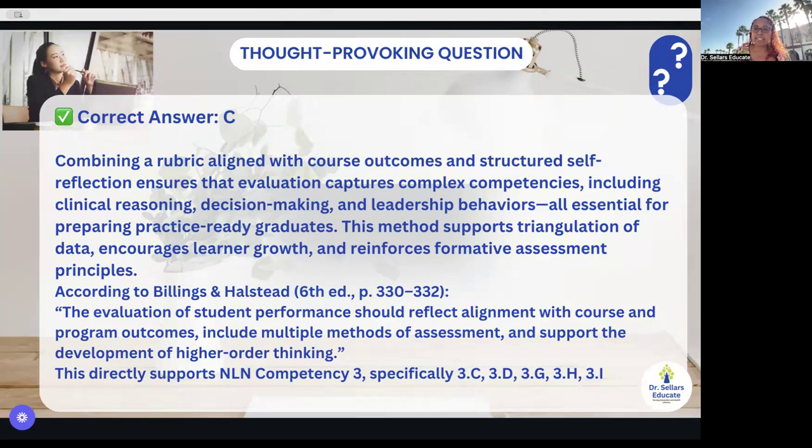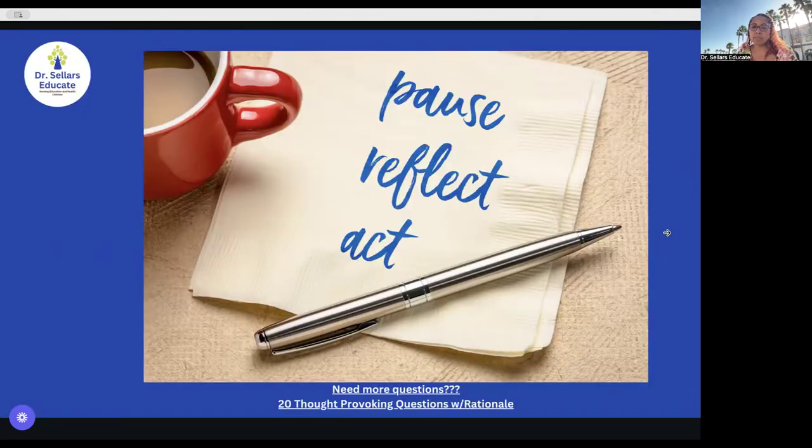And then the correct answer was C. All right, so we want you to celebrate if you chose C. And the reason why is because we want to combine a rubric aligned with course outcomes and structured self-reflection. That's going to help ensure that evaluation is going to capture those complex competencies, including clinical reasoning, decision-making, and leadership behavior. So all of these elements we know help support the triangulation of data where we're able to validate learning has happened from a qualitative, quantitative perspective, and students do that self-assessment as we're engaging in helping them close the loop through formative assessments and ultimately summative assessments as well.